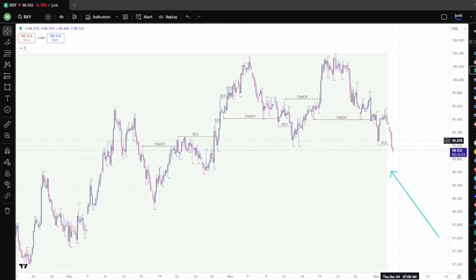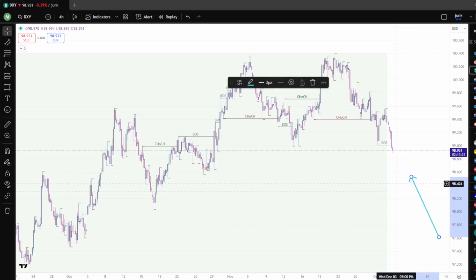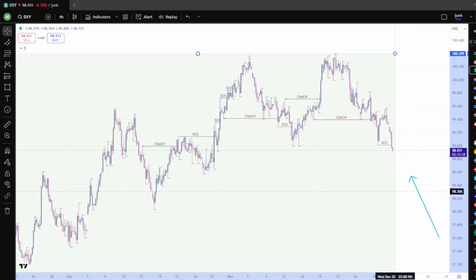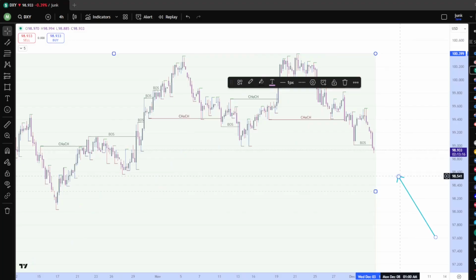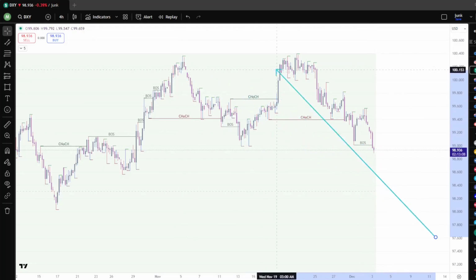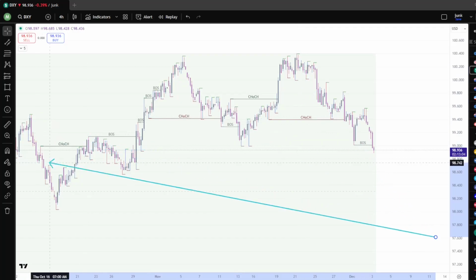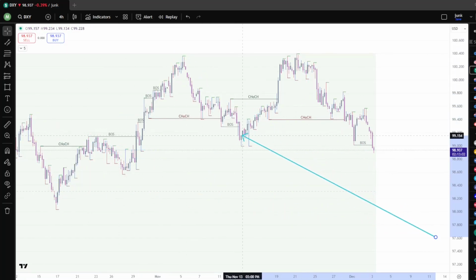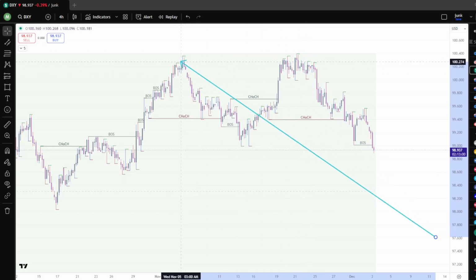When we take a look at the DXY, this is why those pairs are behaving the way they are. Clearly, since the last video, that DXY dollar index gapped down, broke structure to the downside. This could be the double top. It consolidated after it had made higher highs, higher lows, higher highs, higher low, double top, consolidation.